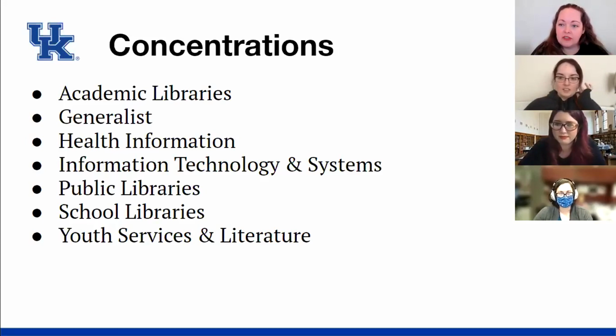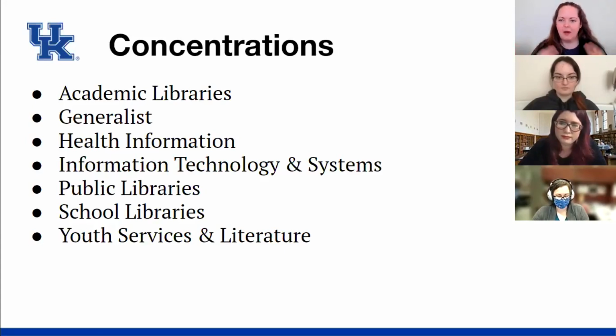So I mentioned some of our concentrations. This is the list of all the ones that we currently have. Things that you would expect: academic and public libraries, school libraries, youth services and literature, health information. We also have information technology and systems for people that are interested in more the backside of our field, the how everything works part of it. And then also generalists. If you have interest across a lot of areas, it's perfectly fine to say, you know what, I'm going to come in as a generalist. I want to take classes across the field.